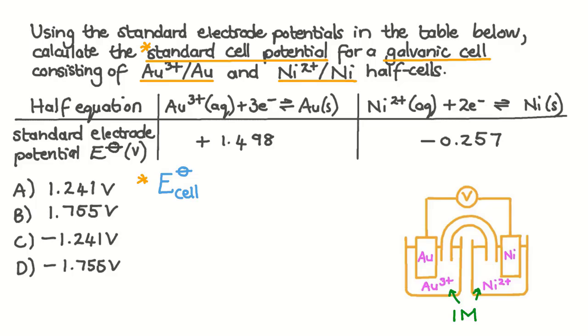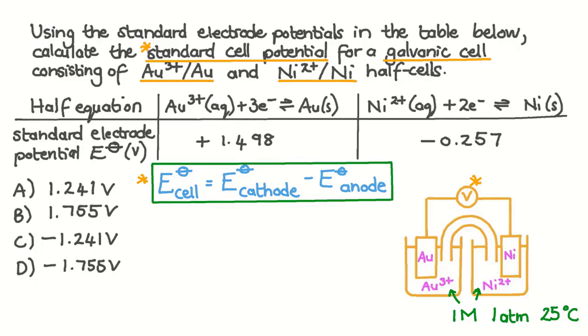Standard conditions are 1 molar concentrations for the electrolytes, 1 atmosphere air pressure, and 25 degrees Celsius. E cell is the potential difference between the electrodes at the beginning of the reaction. It is the maximum potential difference between these electrodes. And E cell is equal to E cathode minus E anode.